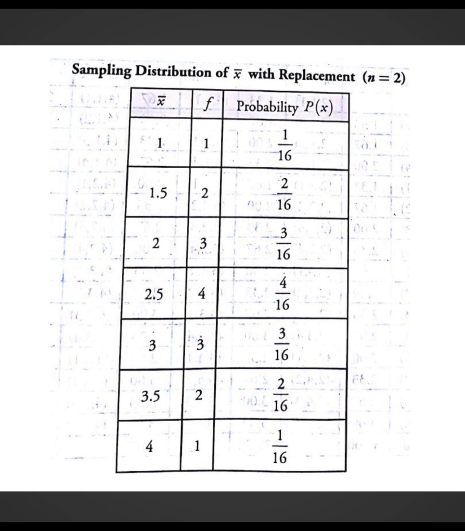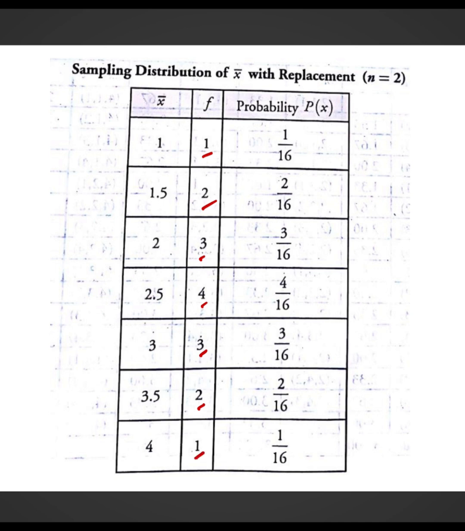Now, there is one sample mean of 1. There are two sample means of 1.5. There are 3 sample means of 2. There are 4 sample means of 2.5. There are 3 sample means of 3. There are 2 sample means of 3.5. And there is 1 sample mean of 4.